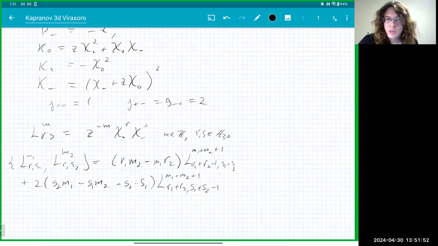Yeah, it involves two numbers now. There's some similarity, and it's like two of them now. I don't know if it means anything, but I'm glad that I was able to write it down. I'm not sure it's useful.